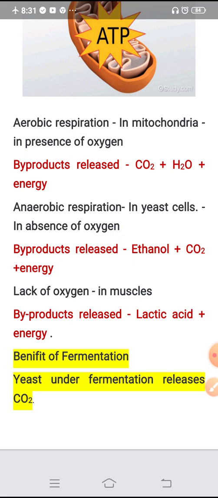So in my next session, we will be continuing with respiration only. I will be explaining how respiration takes place in various organisms. Various organisms means it may be human beings, fishes, or frogs, or whatever it may be. And which are the organs involved in respiration. These things we are going to discuss in my next session.